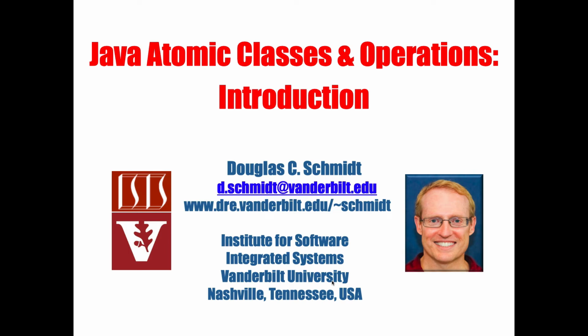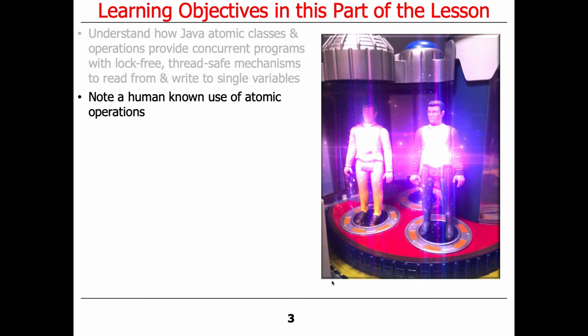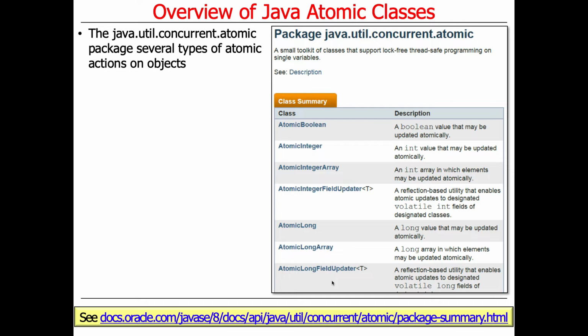So now that we talked a little bit about what atomicity is in general, we're going to skip over the concept of volatile for the moment and just focus on atomic classes and operations, because that's what your assignment deals with. I'm going to talk about how Java's atomic classes and the operations they provide allow concurrent programs to use lock-free, thread-safe mechanisms to read and write to single variables, and also to do some really clever computations atomically. And we'll give a couple of known uses of atomic operations, both of which I've talked about already, so we can be fast through that.